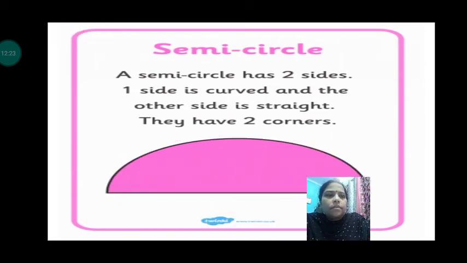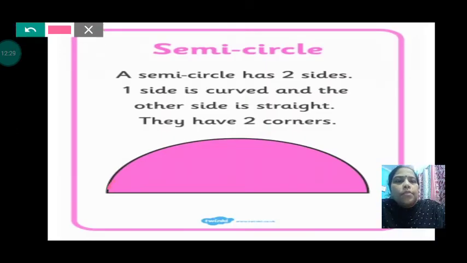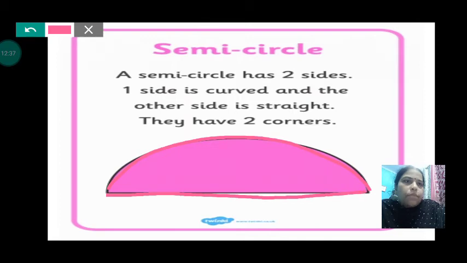See, this part is a curved part, and the down part is a straight part. So, the semicircle has 2 sides. One side is curved and the other side is straight, and it has 2 corners, one corner here and the other corner over here, and this is called the semicircle. Having 2 corners and 2 sides, one side curved and the other side straight.